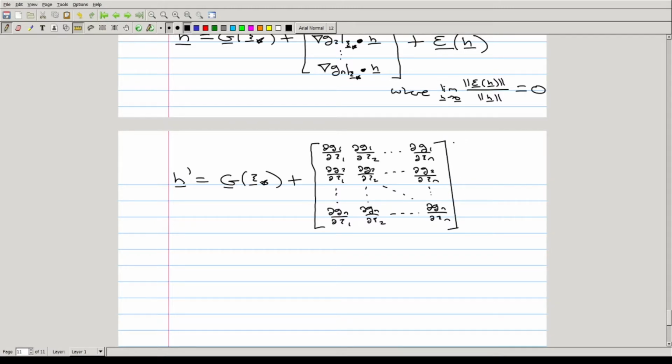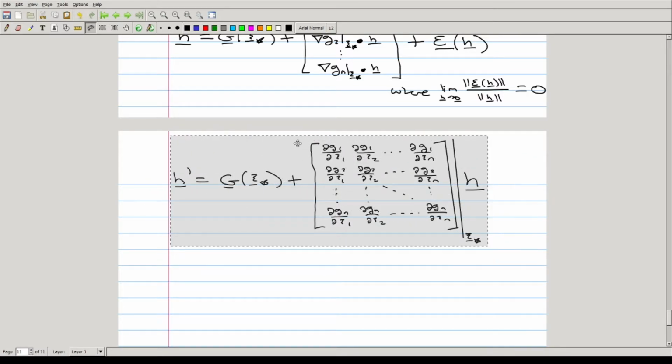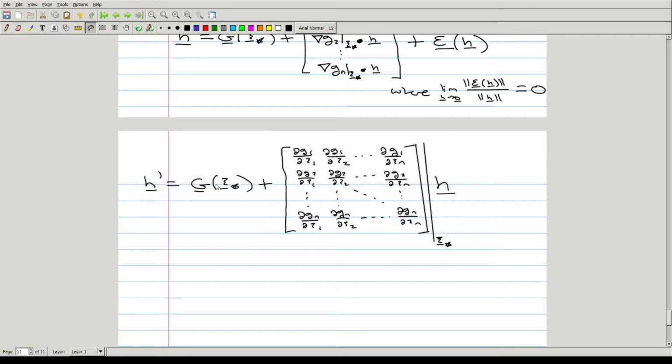But this matrix evaluated at xi star times h, then lastly plus the error vector epsilon of h. And so this is an exact equation.